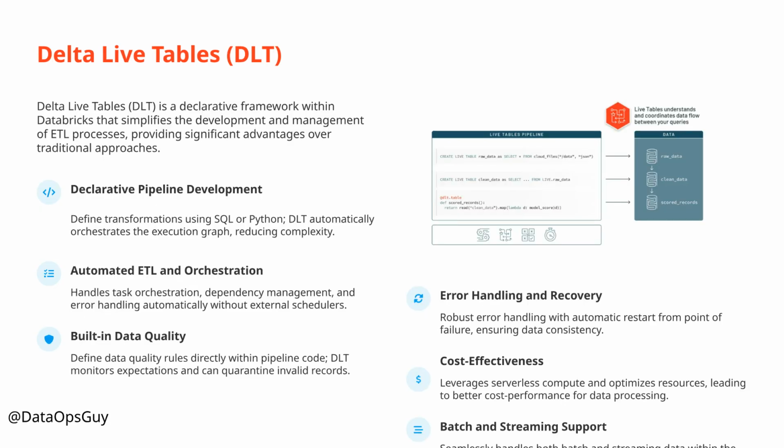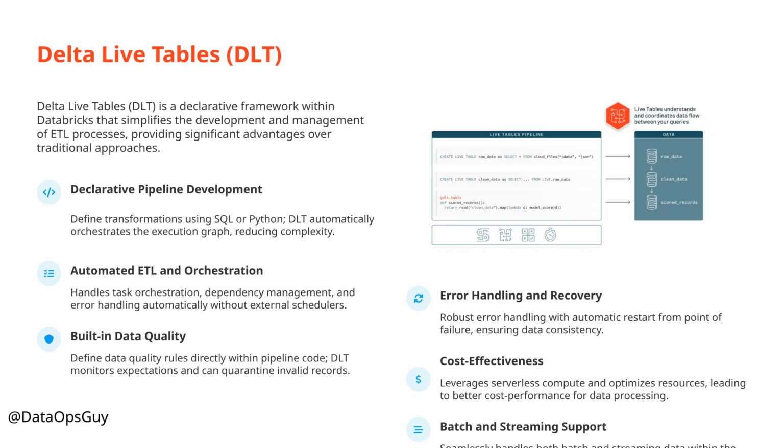Delta Live Tables, or DLT, is a declarative framework within Databricks that significantly simplifies ETL development and management. DLT offers several key advantages over traditional ETL approaches. First, it enables declarative pipeline development where you define transformations using SQL or Python, and DLT automatically orchestrates the execution graph, reducing complexity and making pipelines easier to build and maintain.